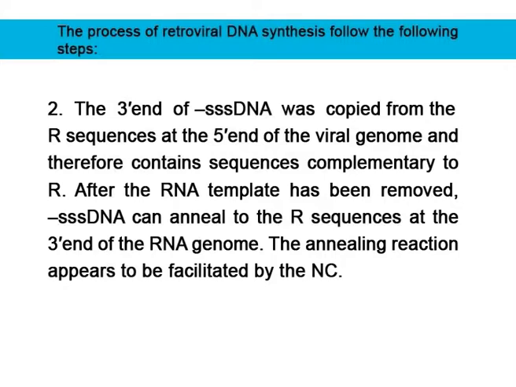This transfer is mediated by identical sequences known as the repeated or R sequences, which are present at the 5' and the 3' ends of the RNA genome. The 3' end of the SSS DNA was copied from the R sequence at the 5' end of the viral genome and therefore contains sequences complementary to R. After the RNA template has been removed, SSS DNA can anneal to the R sequences at the 3' end of the RNA genome. The annealing reaction appears to be facilitated by the NC.